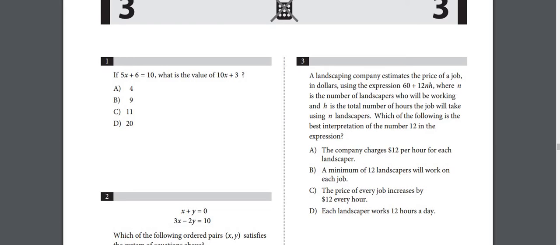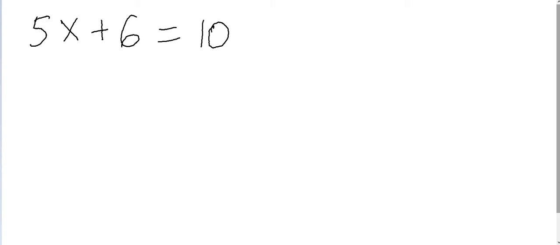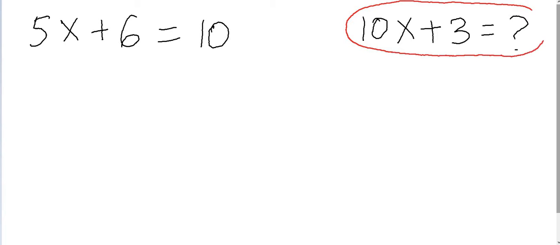Alright, so let me open up another tab. Given is 5x plus 6 equals 10, and you need to find out 10x plus 3 equals what? So this is what we need to find out.